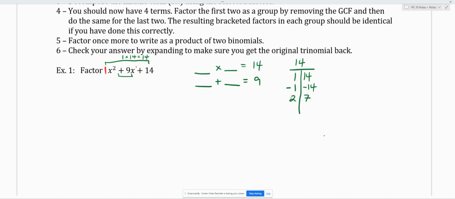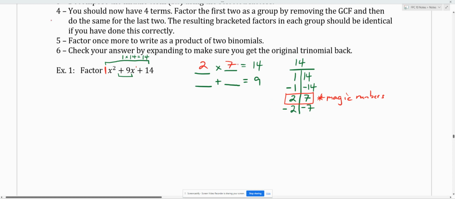Well, if I add those up, I get +9. So we're going to stop, but just for reference, there would be one more pair of factors, okay? And we actually give this a bit of a cheesy name. It is very unofficial, but these two numbers that we find, we're going to call them magic numbers. These magic numbers are magic because they do two things at once: the 2 times the 7 gives me 14, and the 2 plus the 7 gives me 9.